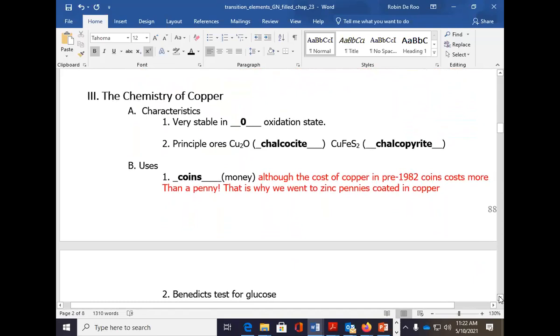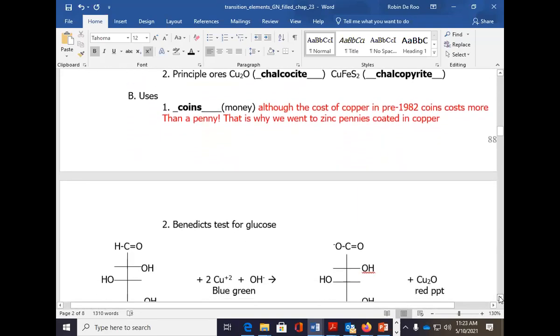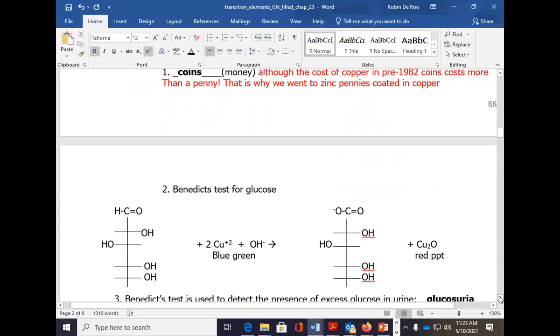Okay, this is a test you will do when you take biochemistry. It's named after a person. Benedict's test. Okay, so this is what it looks like.